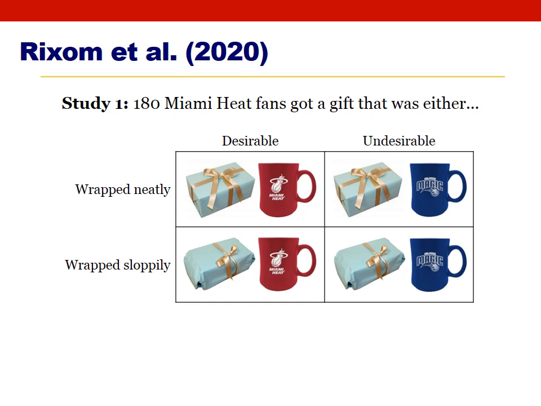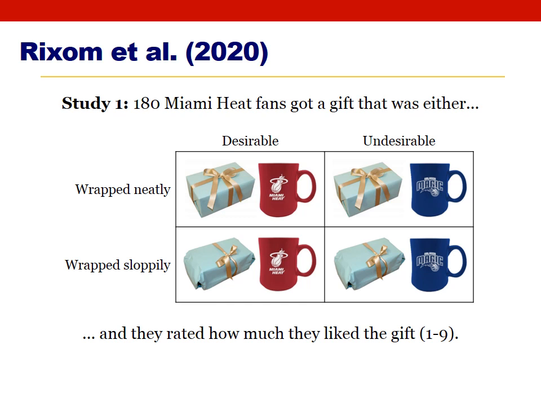So again, here we have a 2x2 factorial design. Every person who participated in this study got a gift that was either wrapped neatly or wrapped sloppily. And then when they opened the box, the gift that was inside was either something desirable or something undesirable. At the end, each participant rated on a 1 to 9 scale how much they liked the gift, with high numbers indicating that they liked it more.